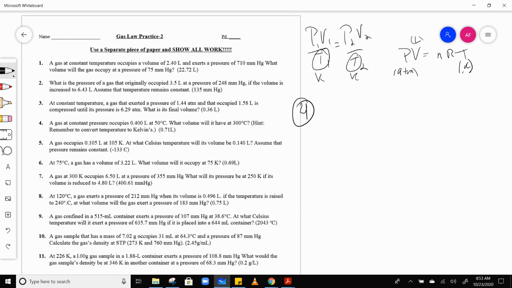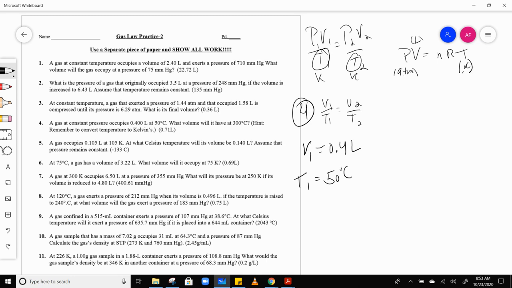Gas at a constant pressure. So this time pressure is constant. So it's going to be V1 over T1 equals V2 over T2. Well, I don't know that for sure, but that's what I'm guessing. Okay. It occupies a volume of 0.4 liters at its original temperature of 50 Celsius.